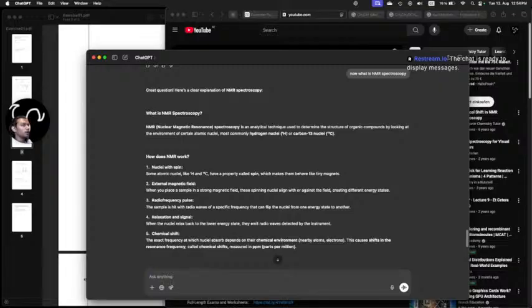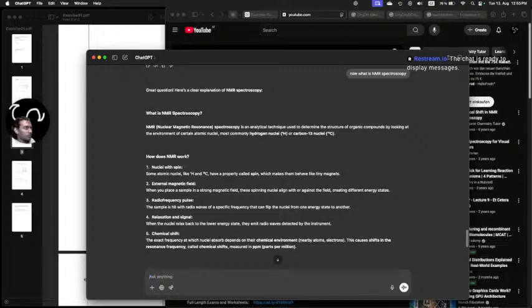How does NMR work? Nuclei with spin: some atomic nuclei like H1 and 13C have a property called spin, which makes them behave like tiny magnets. External magnetic field: when you place a sample in a strong magnetic field, these spinning nuclei align with or against the field, creating different energy states. Radio frequency pulses: the sample is hit with radio waves of specific frequency that can flip the nuclei from one energy state to another.